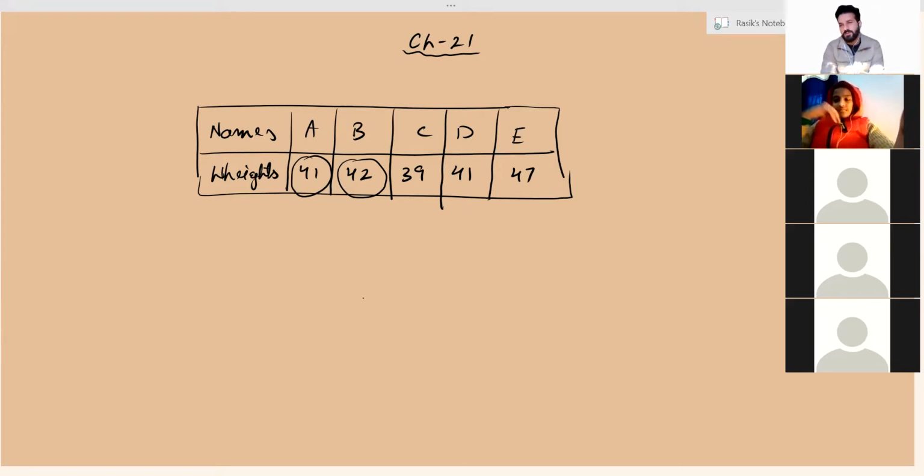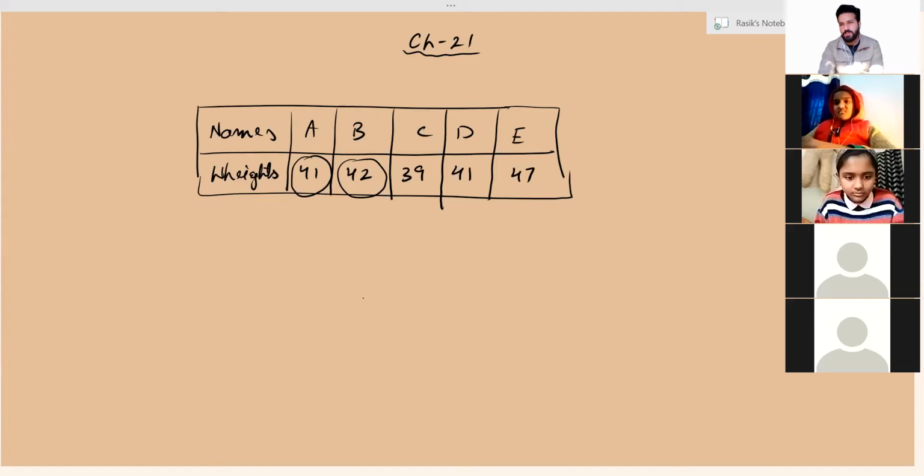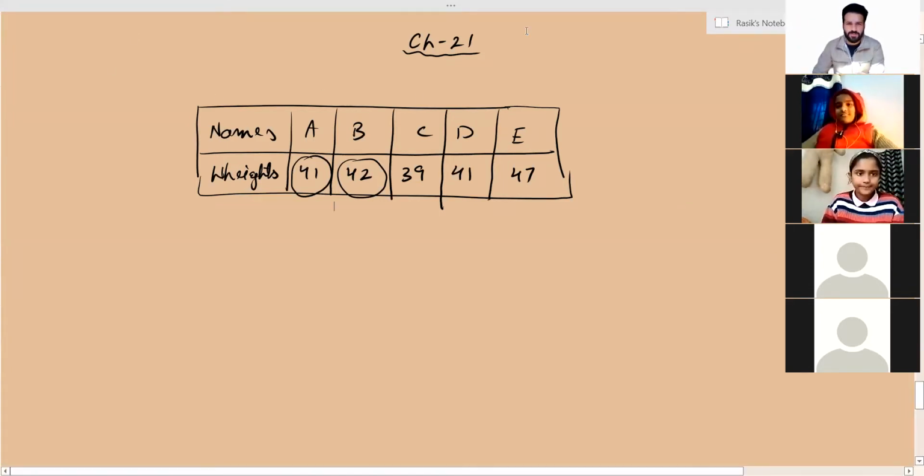Then statistics, I have already explained to you. Dealing with data is known as statistics. In any manner, if you are dealing with data, it comes under the topic of statistics. Arranging the data in an order, finding mean, median, mode, making a frequency table, making a bar graph, making a pie chart, all this is under the topic statistics.